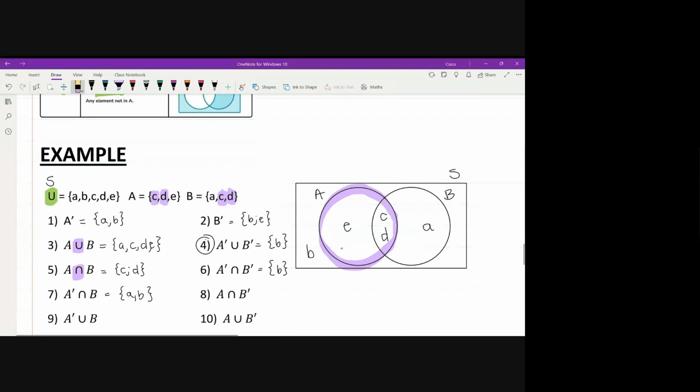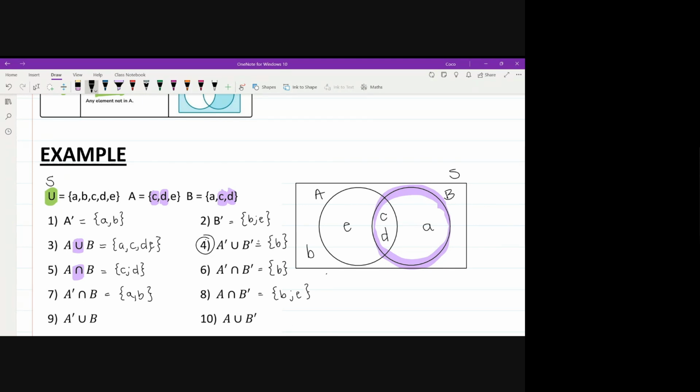Then the next one says everything in A and not B. We're going to go first for the not B, so this is everything in B. Everything in A and not B would leave us with B and E. That's it. Correct, well done. That would leave us with B and E.